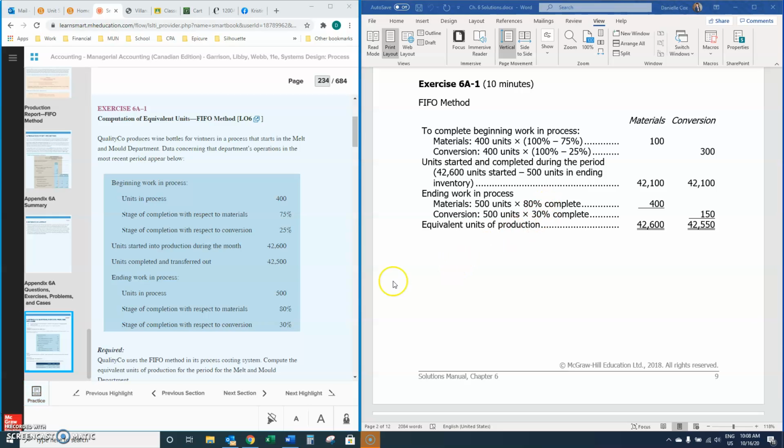Here the 80% and the 30% were completed this period, this month. So we just multiplied by the 80 and by the 30. So that's where the differences come in.